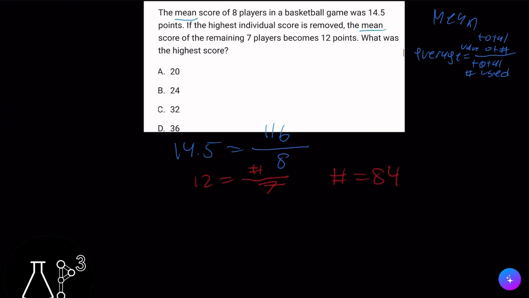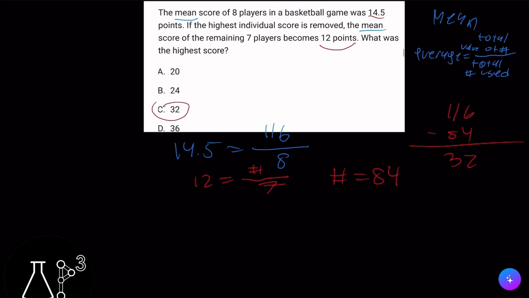It went down to 12 points. So we have to figure out the highest value, and the way to look for that is subtracting 116 minus 84. And if I do 116 minus 84, I get 32. So the answer is C. Why, you might be asking?